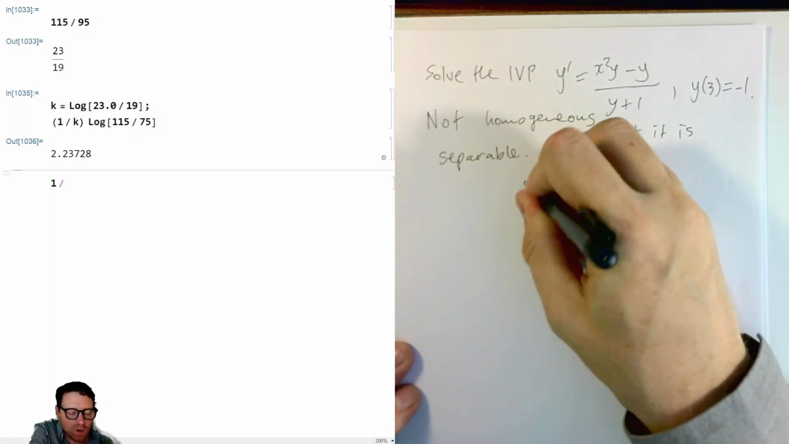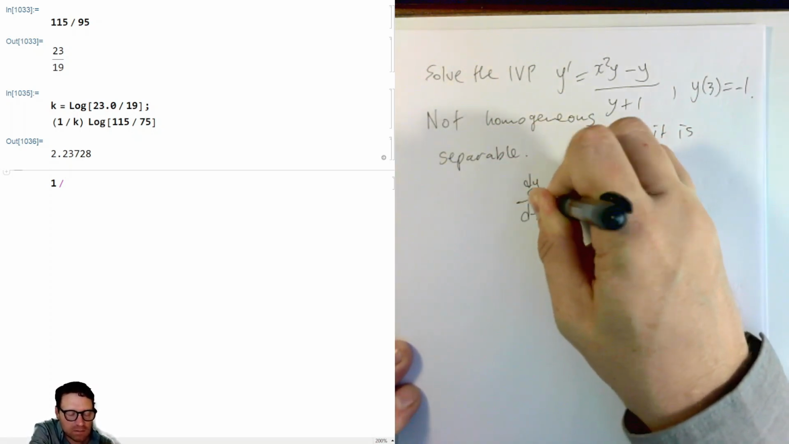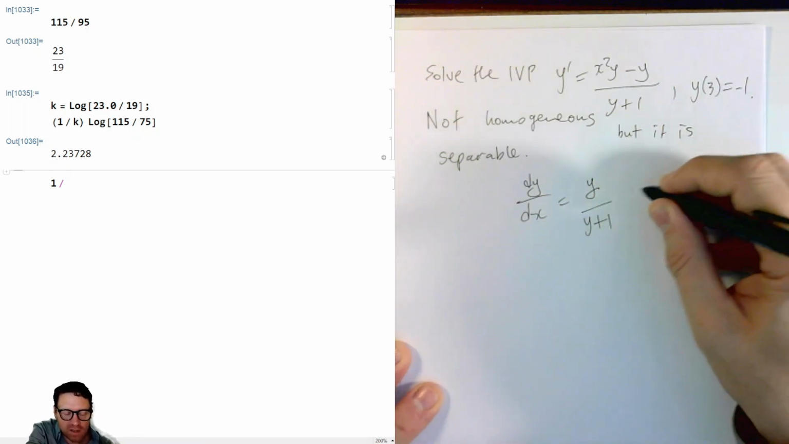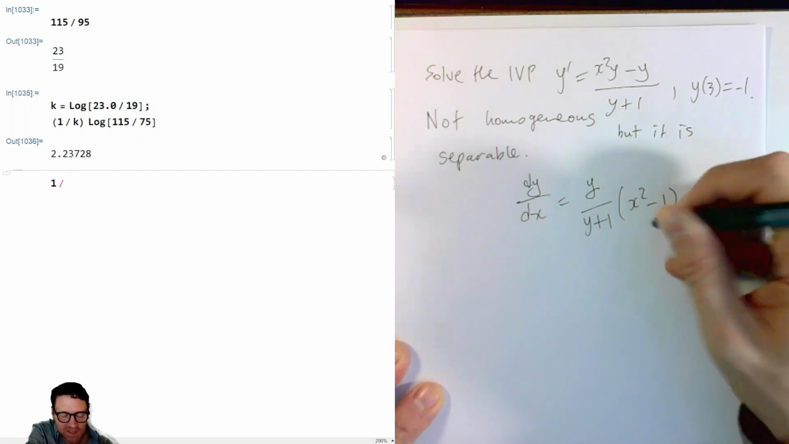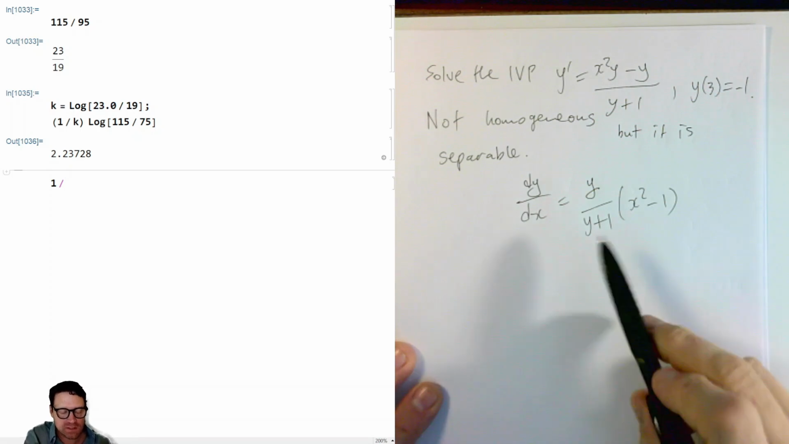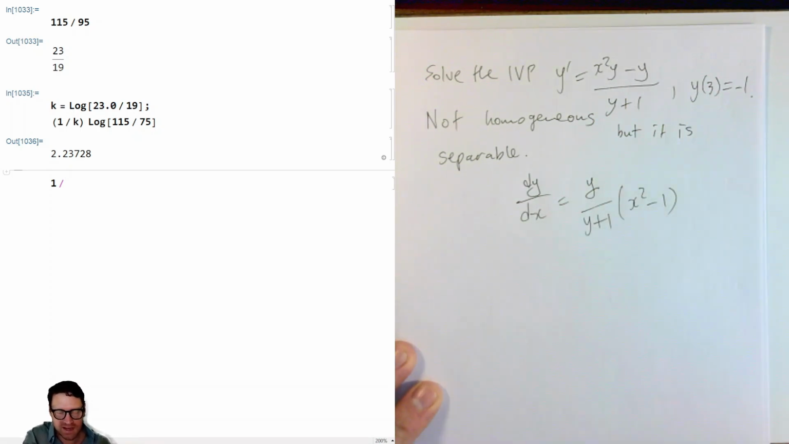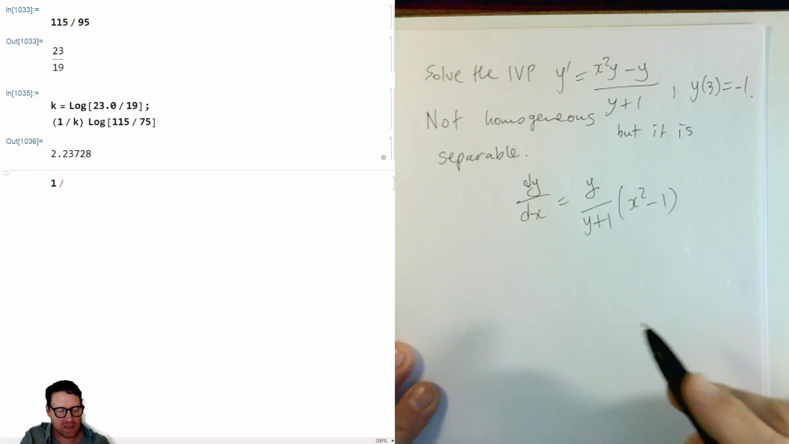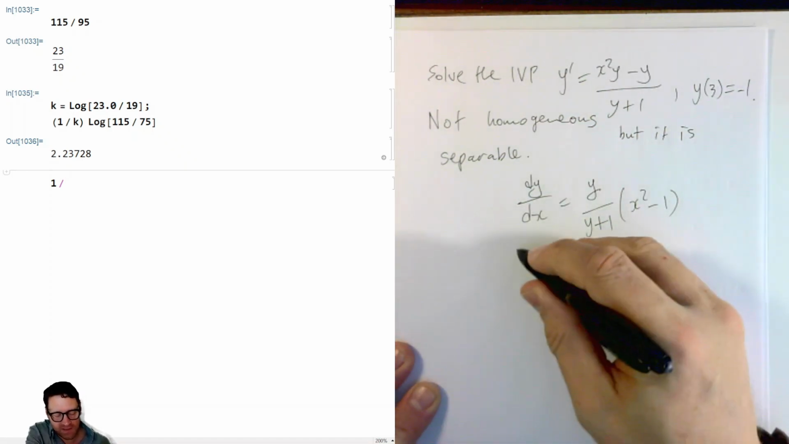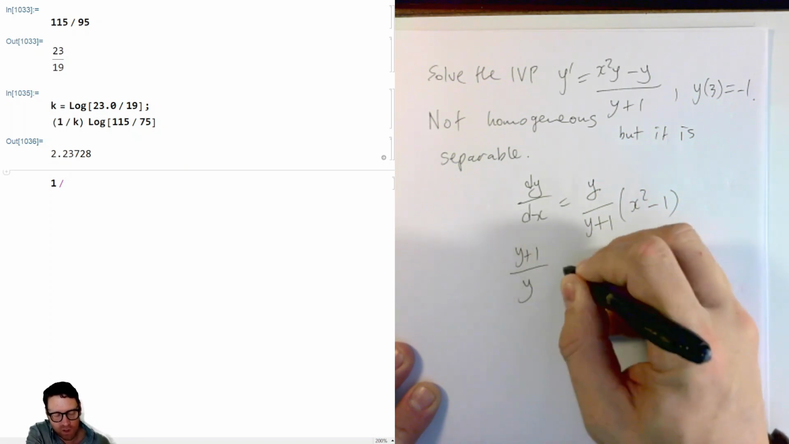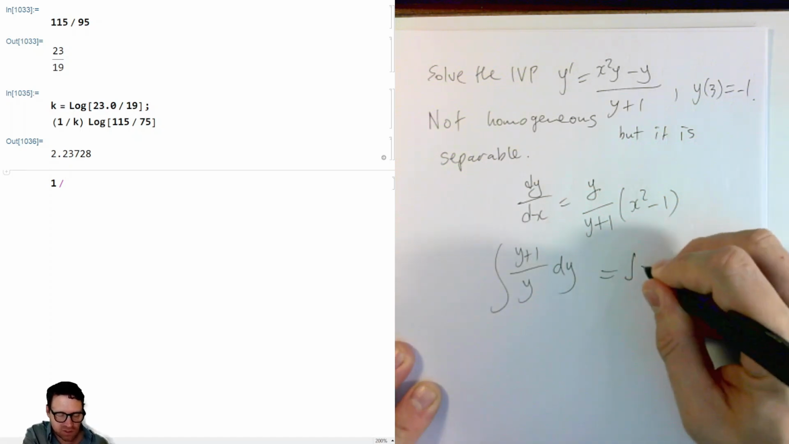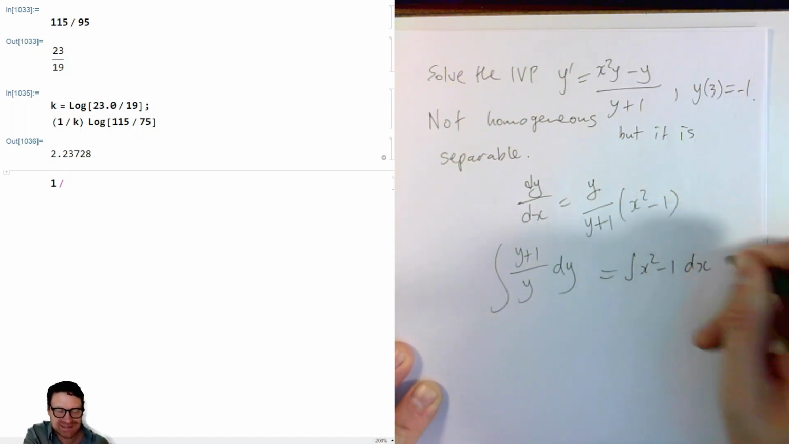So we can write dy on dx is y over y plus 1 multiplied by x squared minus 1. So I've just factorized the numerator and put the y's over there and the x's there. So now we can multiply by the inverse of this, take our dx over, and write this as y plus 1 over y dy is the integral of x squared minus 1 dx.